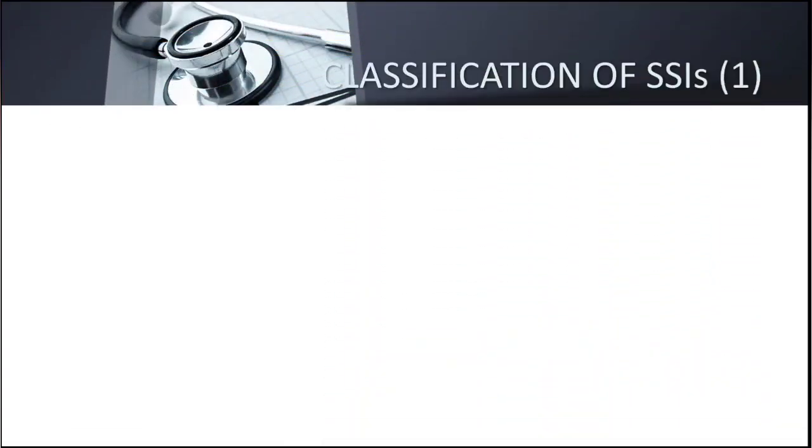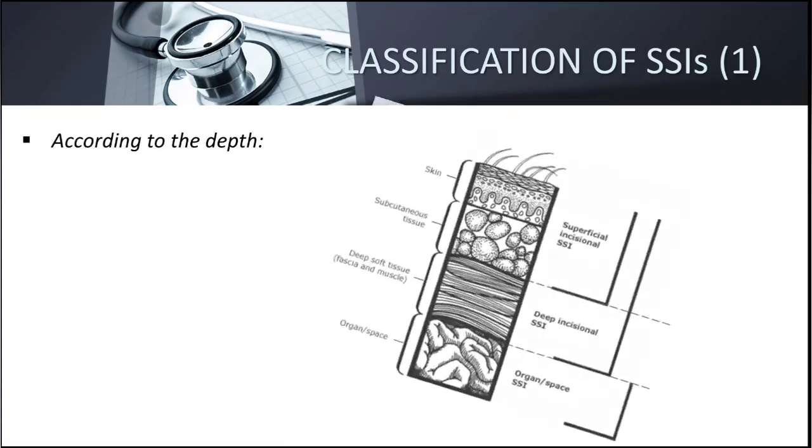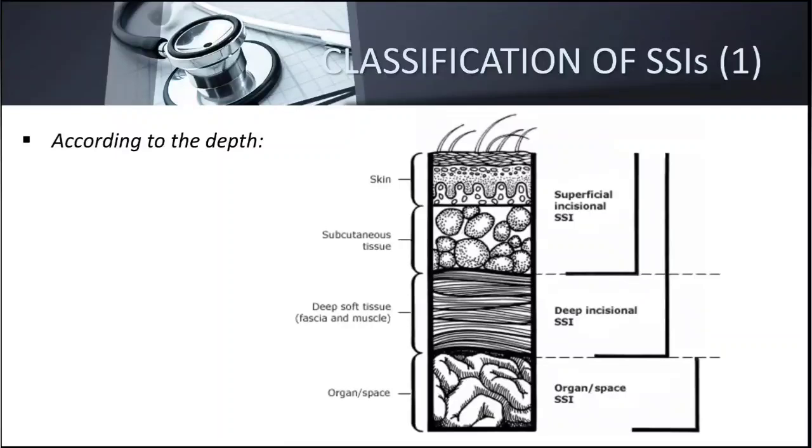So let's proceed. Now let's talk about the classification of surgical site infections. There are two classifications I am going to talk about. The first one is according to the depth, right? So there are three: the superficial incisional surgical site infection, deep incisional surgical site infection, then there is organ or space surgical site infection, right?